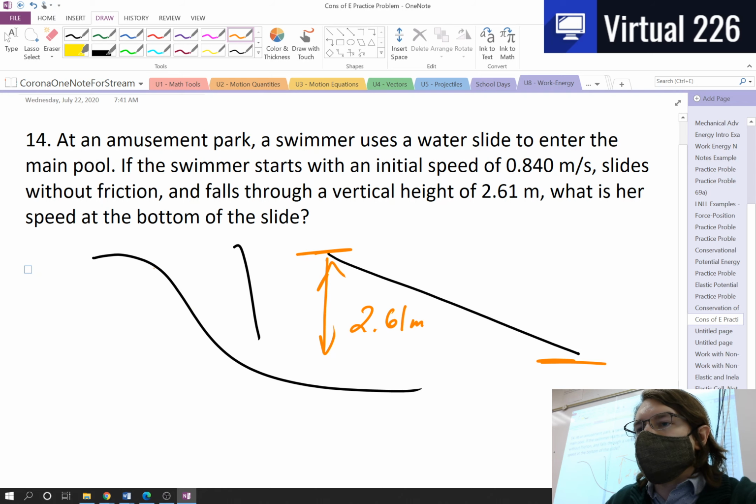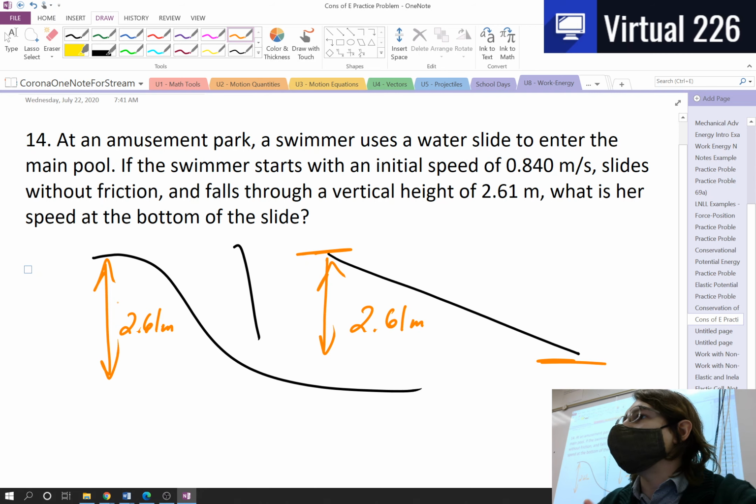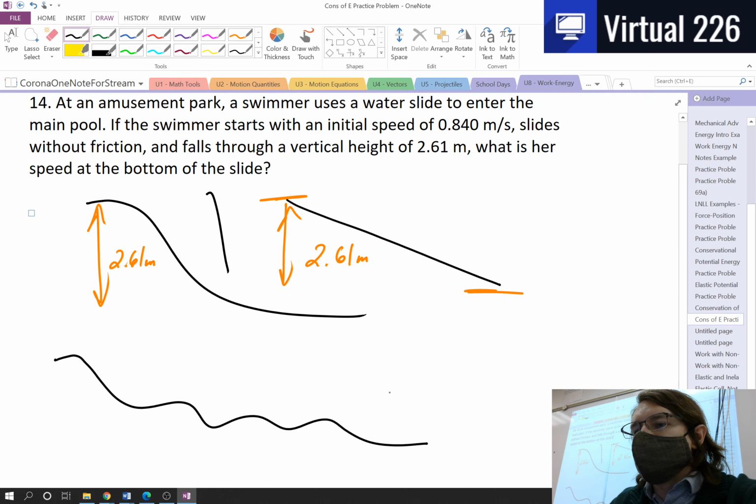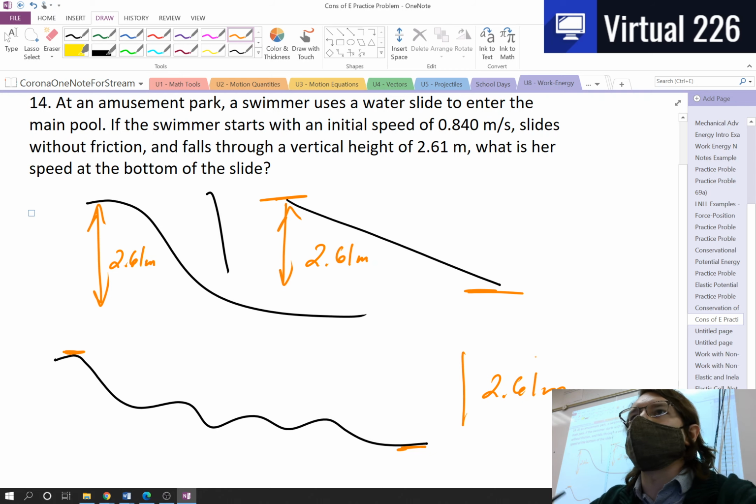So even if this slide has some curves, as long as this top to bottom distance is 2.61 meters, the actual path of the slide doesn't matter. Heck, you could even make a slide that does something like this. But as long as from the top to the bottom is 2.61 meters, the shape of the slide doesn't matter for conservative forces. If there's friction, things change. But in this case, there is no friction, so none of that matters.